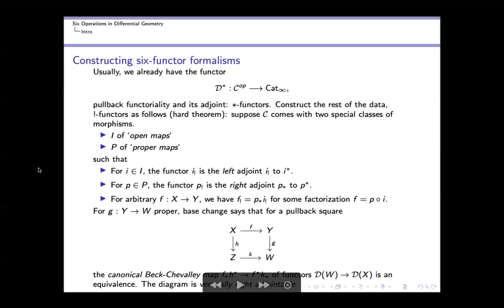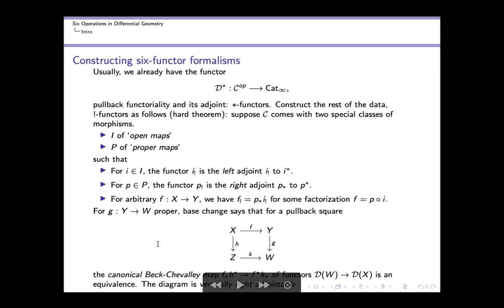In case you have this setup, note that for a proper map, the lower shriek is the same as the lower star. In this case, the base change property that we had a few slides ago, that we require for six-functor formalisms, involves the same adjunction. Is this visible down below here? Yes. So this base change map involves the same functors. And in this case, there's actually a canonical map that goes from up right to right up.